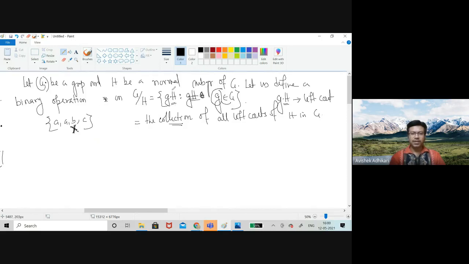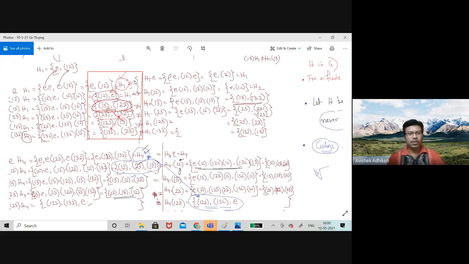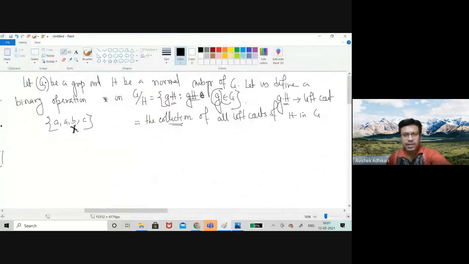If you vary g, it may happen that gH might be the same for two different g. I mean two different g of H may give the same set, like here. So for g equal to e and for (1 2), we got the same set, {e, 12} and {12, e}. Set-wise they are the same. That's why this is the collection of all left cosets of H in G.